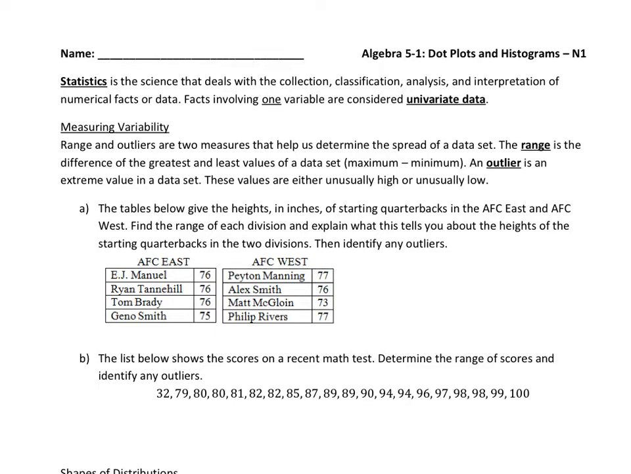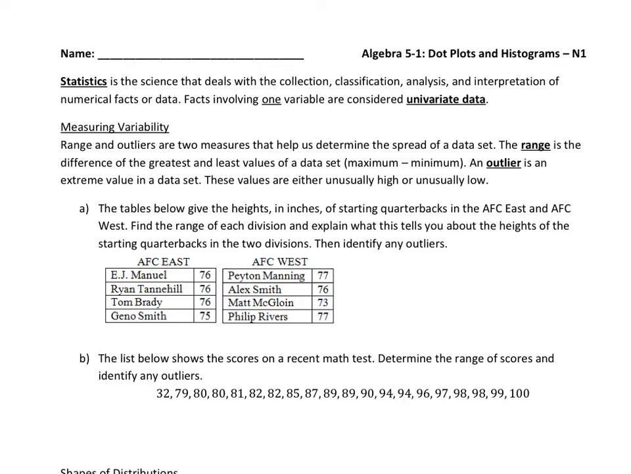Measuring variability. Range and outliers are two measures that help us determine the spread of a data set. The range is the difference of the greatest and least values of a data set, maximum minus minimum. An outlier is an extreme value in a data set. These values are either unusually high or unusually low.